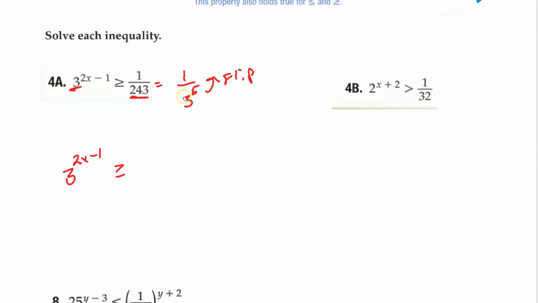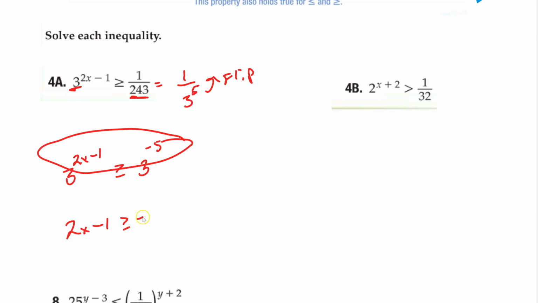Remember the way you flip powers? You make the exponent negative. So it's 3 to the negative 5. 243 is 3 to the 5th, it's on the bottom, and I need it to be on the numerator, so you flip it up. Once these match, you just solve the powers. So 2x minus 1 is greater than or equal to negative 5. Add 1, add 1. 2x is greater than or equal to negative 4. Divide by 2. x is greater than or equal to negative 2.